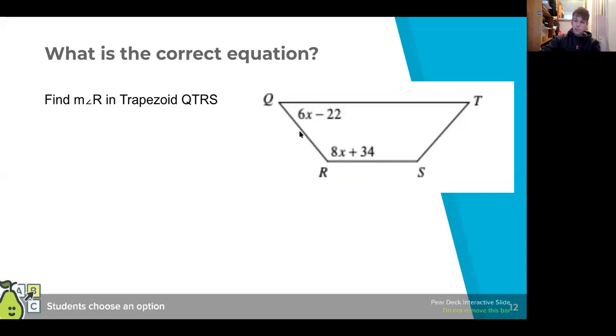Let's find the measure of angle R in this trapezoid. So again, we're making use of that theorem that we just said. These are two angles, they're consecutive, and they share this leg, right? We know this is the leg because it's not parallel. These sides are the parallel sides. So this is a leg and this is a leg. These are consecutive, they're supplementary.